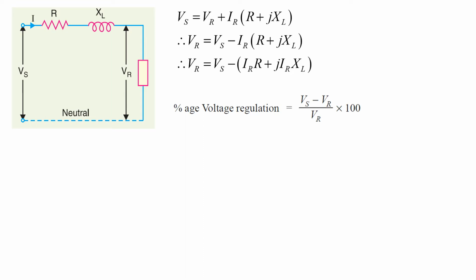Hence, if the line is loaded and the line draws any current, in that case there will be a voltage drop, and definitely for this case the receiving end voltage will be less than the sending end voltage. The difference between the sending end voltage and receiving end voltage is called the voltage regulation.